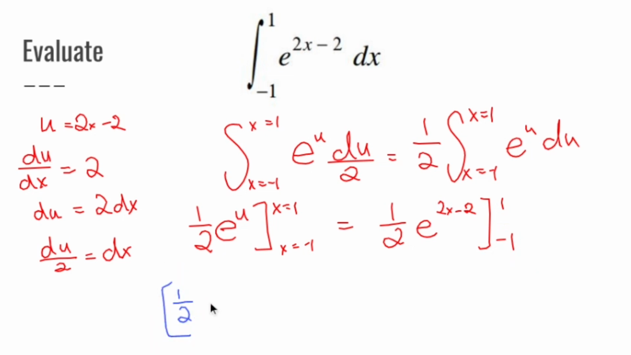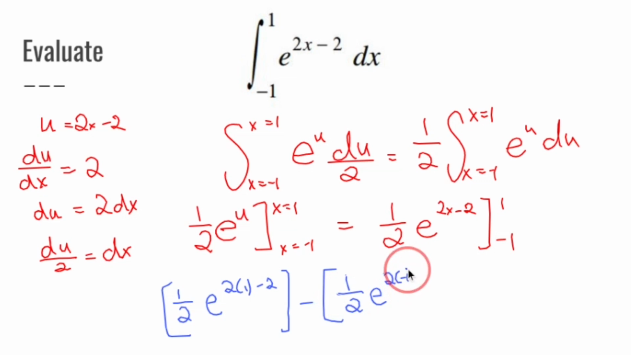1/2 e to the 2 times 1 minus 2. It's going to make life easy. Minus 1/2, same exact thing, but now plug in negative 1. 1/2 e to the 2 times negative 1 minus 2. Close it. 1/2 times e to the 0, because 2 times 1 is 2, 2 minus 2. e to the 0 is 1, so 1/2 times 1. So I have 1/2. That's it.